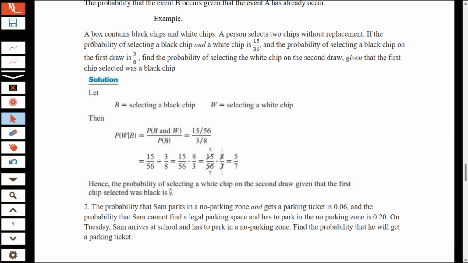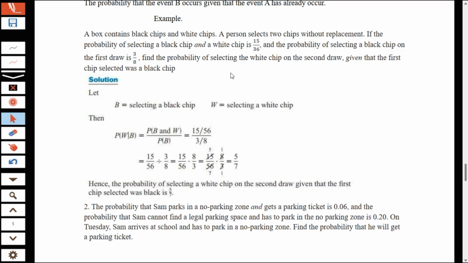For example 1, we are saying that a box contains black chips and white chips. A person selects two chips without replacement. If the probability of selecting a black chip and a white chip is 15 divided by 36, and the probability of selecting a black chip on the first draw is 3/8, find the probability of selecting a white chip on the second draw, given that the first chip selected was a black chip. So here we have been asked a conditional probability question.